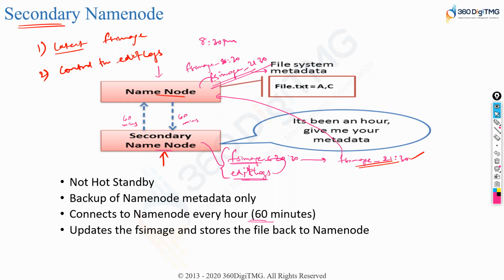Secondary name node contacts, takes the latest edit logs, takes the FS image. As soon as this action is triggered, immediately the next transactions will be updated into a new edit log file. A new edit log file is immediately created, and this new edit log file will be updated now. So this way we are controlling the edit logs.